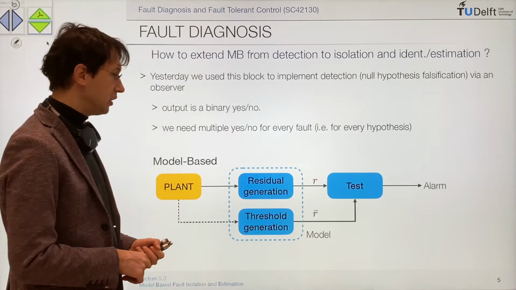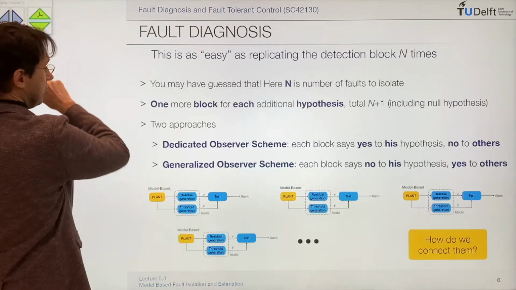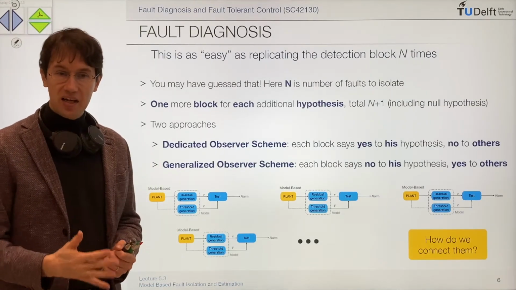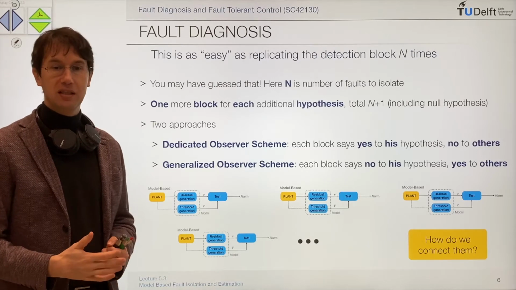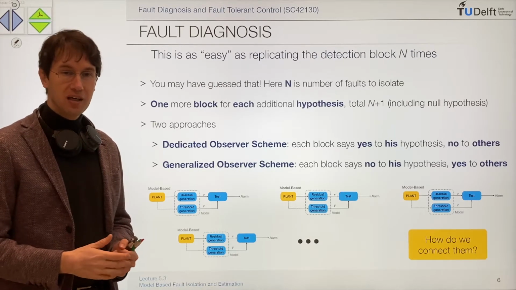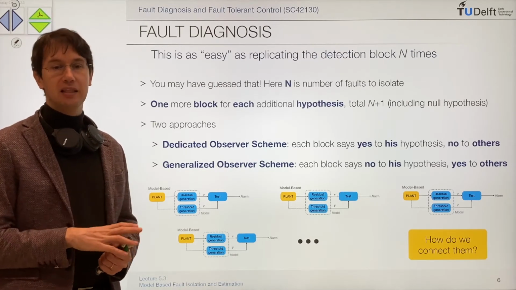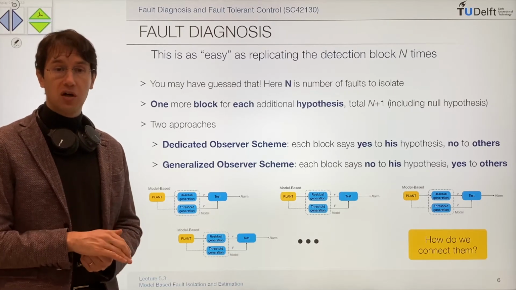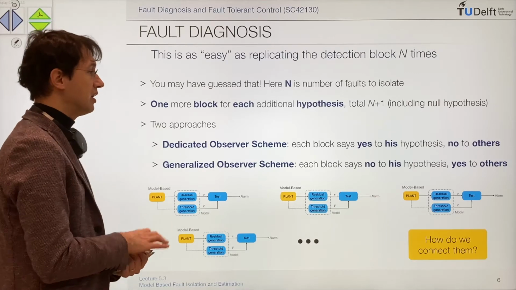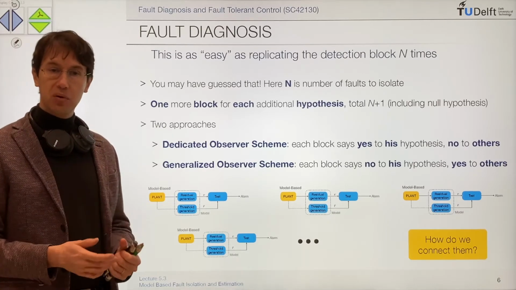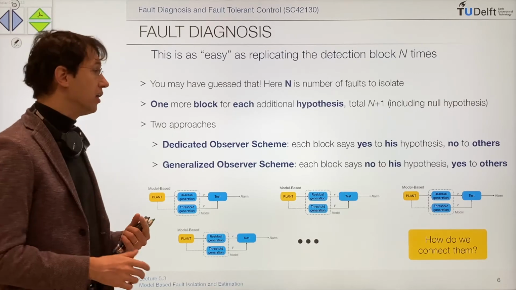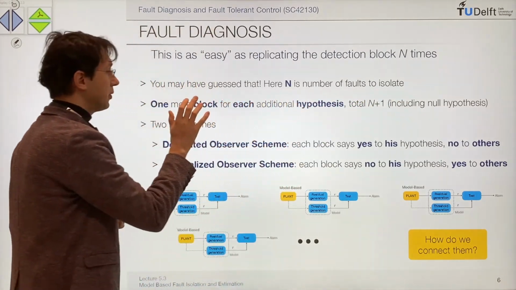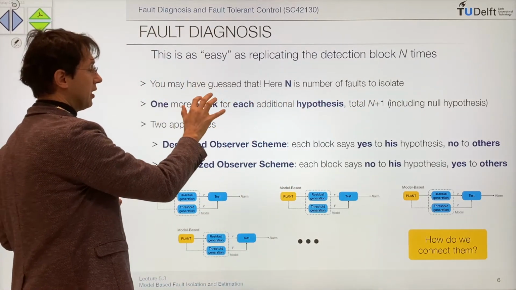Now, it shouldn't come as a surprise that to test n hypotheses, to implement the isolation step, you simply replicate that basic block n times, one for each of the fault hypotheses. So in a scheme that is doing both fault detection and fault isolation, you end up with n plus 1 hypotheses, which means n plus 1 blocks.